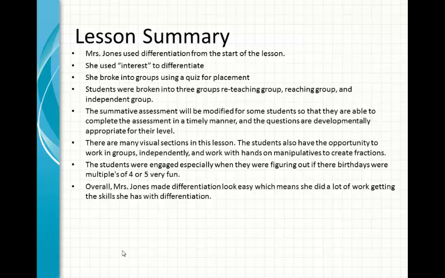There are many visual sections in this lesson. The students also have the opportunity to work in groups, independently, and work with hands-on manipulatives to create fractions. The students were engaged, especially when they were figuring out if their birthdays were multiples of 4 or 5, and it was very fun. Overall, Ms. Jones made differentiation look easy, which means she did a lot of work getting the skills she has with differentiation. I was very impressed with the overall smoothness and ease of the lesson.